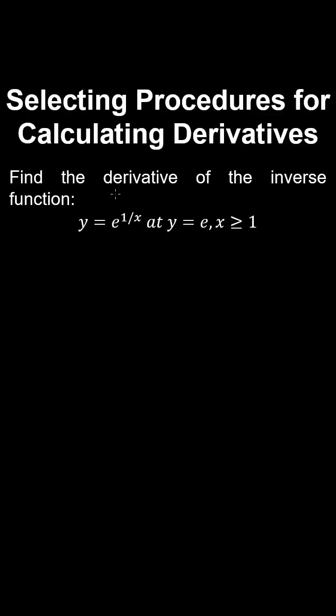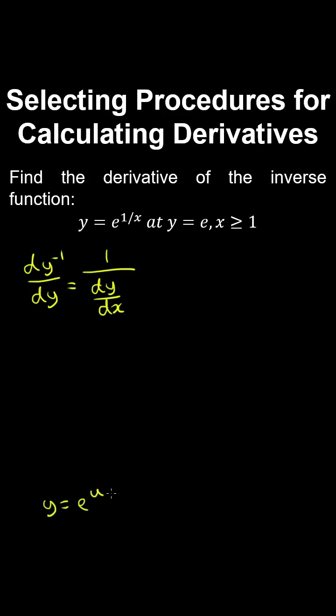Let's evaluate the derivative of the inverse function of y. So recall the following relationship between the derivative of the inverse function with respect to y and the derivative of y with respect to x. So we can differentiate y using the chain rule. So y equals e to the u, where u is equal to 1/x, or x to the minus 1. So therefore dy/du is e to the u, and du/dx is minus x to the minus 2, which gives the following result.